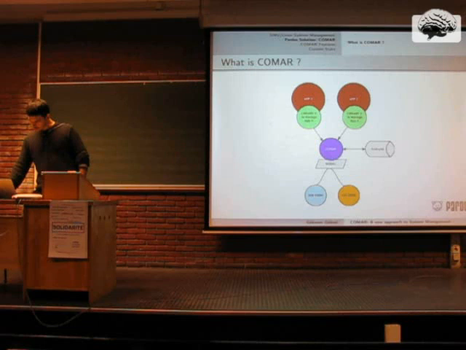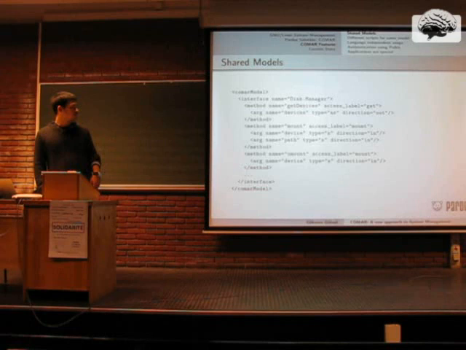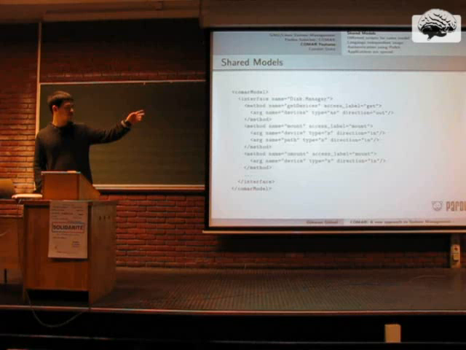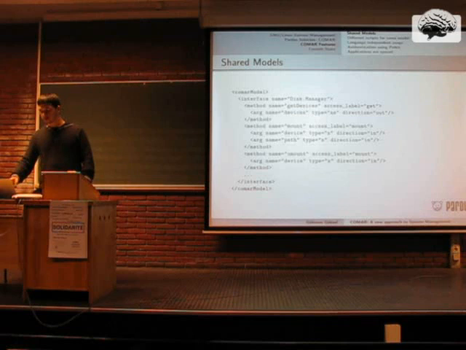This is a sample of a COMAR model. It's just an XML file. For example, there is an interface named disk manager, and there is a method getDevices. It takes one argument, devices, and its type. The getDevices method is a get method, access level is get, and it takes nothing as an argument. It returns an argument, which is the devices. You can define a lot of atomic operations in COMAR models, and you can write a script that matches the model.